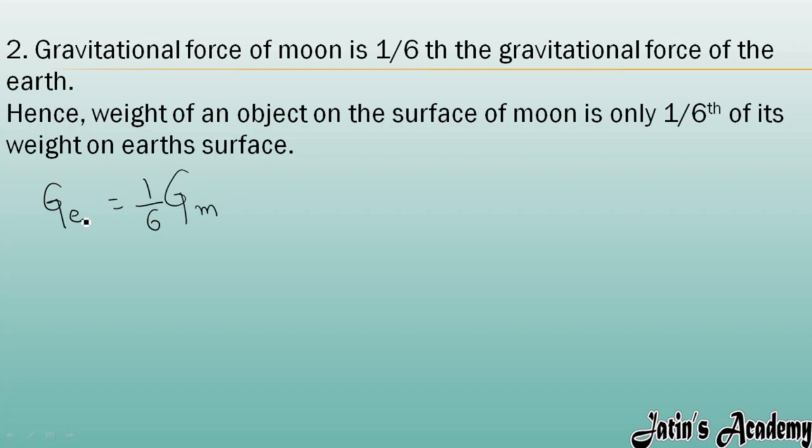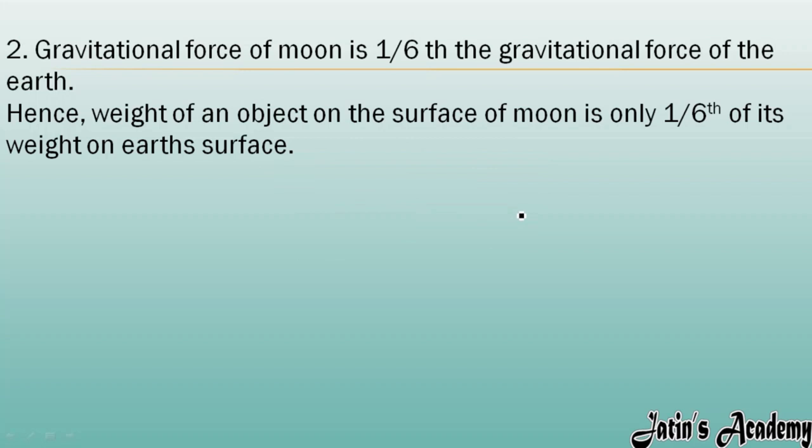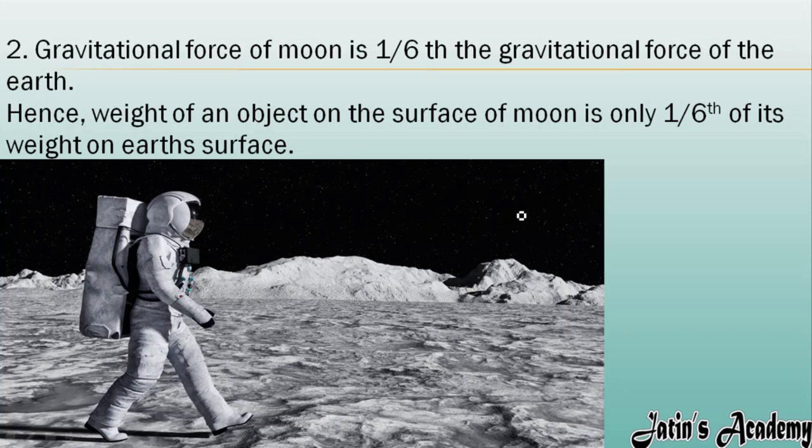Fine. So you can write: gravitational force on the moon is 1 by 6th of the gravitational force on the earth's surface. Fine. On the moon, the gravity is going to reduce, and gravity reducing means weight is also going to reduce.